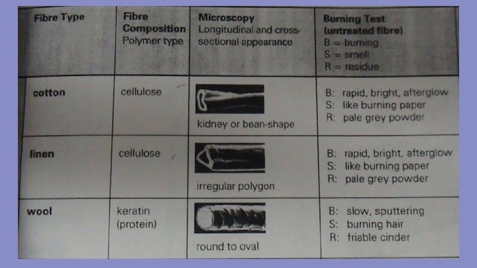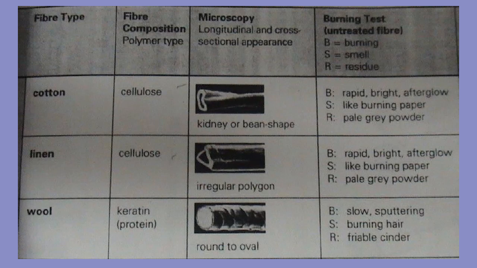In case of cotton, it is made up of cellulose and the structure is kidney or bean shaped in cross section, and the burning is rapid, bright afterglow, smell like burning paper, and residue is pale grey powder. In case of linen, it is made of cellulose, it is an irregular polygon structure in microscope, and the burning is rapid, bright afterglow, same as cotton. The smell is like burning paper, similar to cotton, and the residue is pale grey powder, similar to cotton.